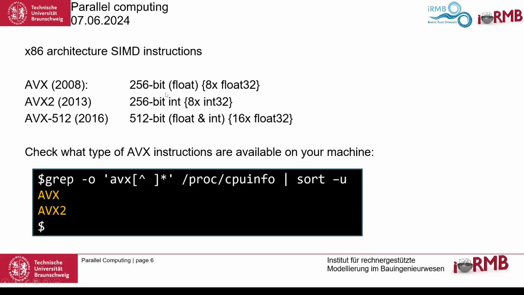So they use 256 bit registers with which you can do vector operations on 8 floats at a time. So this was then extended, in particular, to integer operations and also to double operations, 2013, and then 2016. From 2016 onwards, there are broader registers with 512 bits, float and integer.